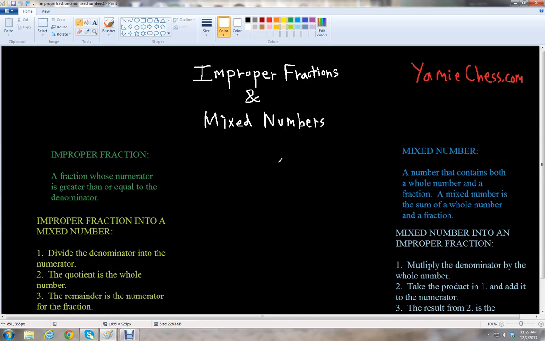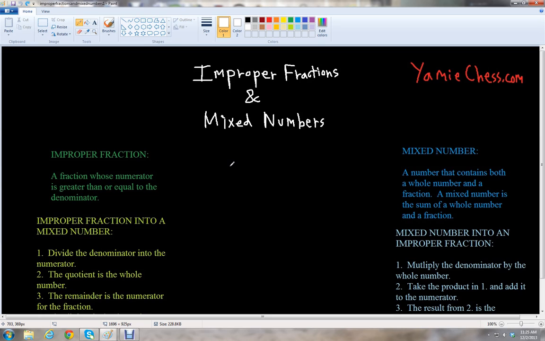Yamie Chess is the math learning aid based on classic chess that helps students in math and science education for school. In this lesson, we will learn about improper fractions and mixed numbers. We will also learn how to convert an improper fraction into a mixed number and how to convert a mixed number into an improper fraction. So let's start with the improper fraction.